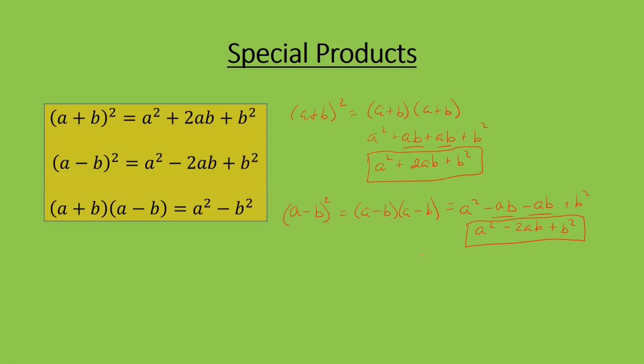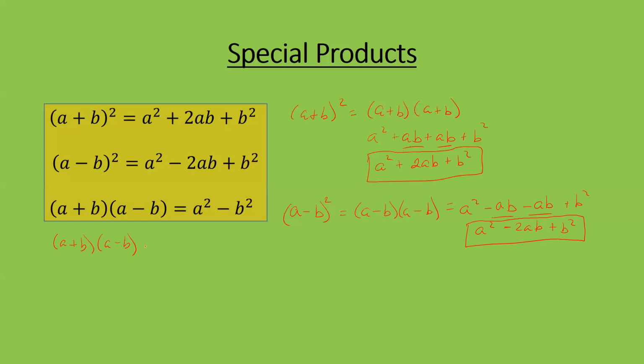Notice the only difference between the first formula and the second formula is that if it's a minus b, then the middle term is negative. Otherwise, it's the exact same expression, because multiplying a positive by a positive is positive, and a negative by a negative is also positive. So the a squared and the b squared stay positive.